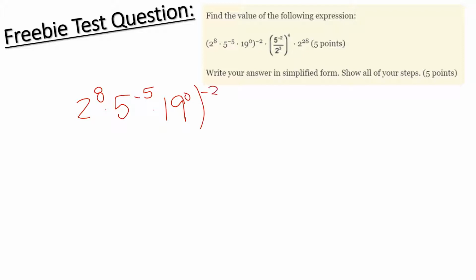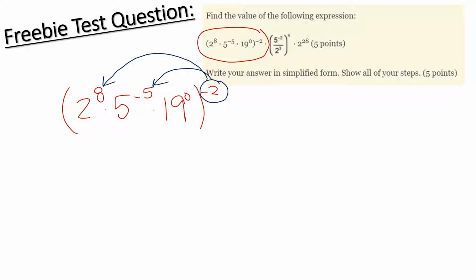Okay, and I'm going to do it piece by piece. So I'm actually going to look at just this section first, and I'm going to simplify that first. I'm just going to write that first so I don't get overwhelmed. So the first thing I'm going to do is take my power here and multiply it, like a distributive property, to everything inside that parentheses.